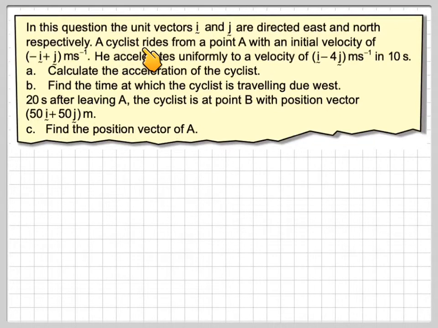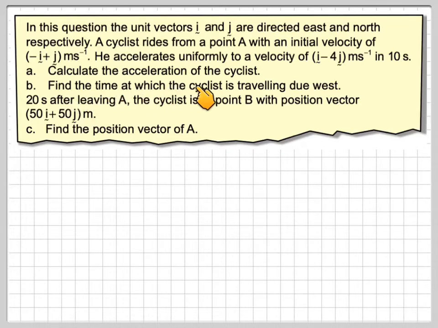In this question, the unit vectors i and j are directed east and north, respectively. A cyclist rides from a point A with initial velocity of -i + j meters per second. He accelerates uniformly to a velocity of i - 4j meters per second in 10 seconds.